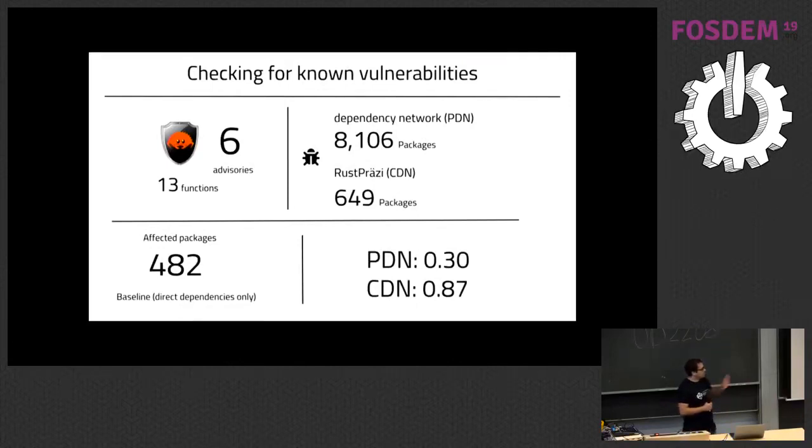Something that I didn't mention here in the slide is that there are some problems with respect to the completeness of RustPräzi, because I do not get, for instance, dynamically dispatched functions. Also, there are some problems with conditional compilation, etc. But in principle, by doing it on the call graph level, we can actually have higher precision when we do such type of analysis.